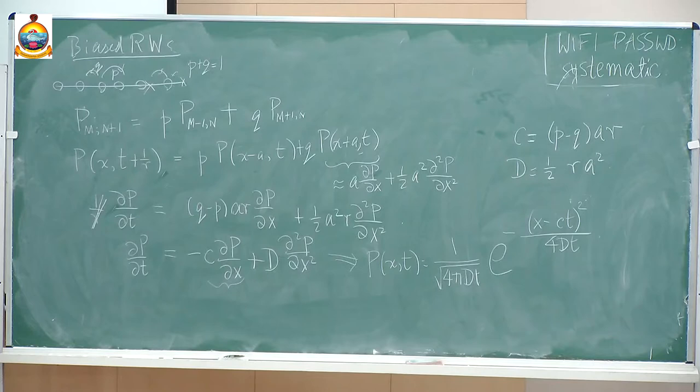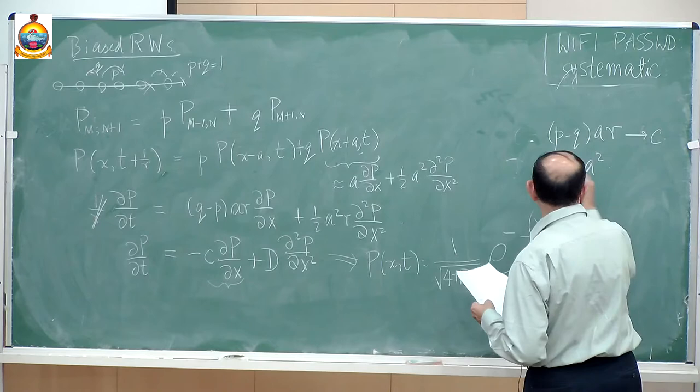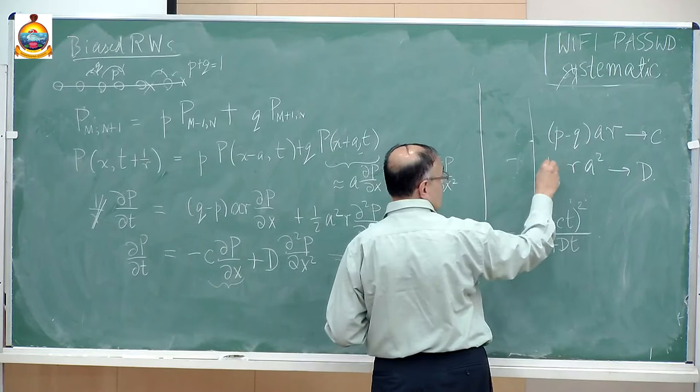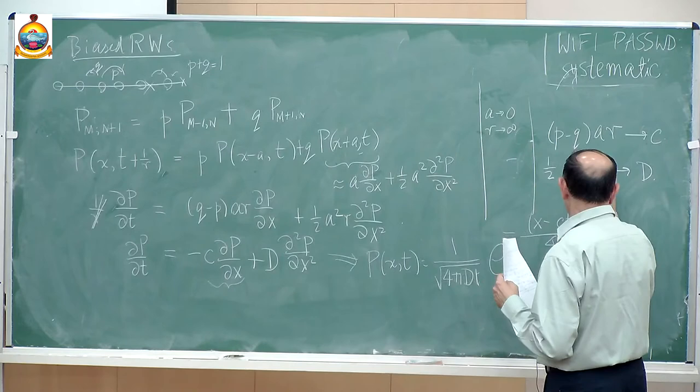Right, so A squared R is constant. No, so you should take a limit so that this actually approaches C, and this approaches D. This is the point that Shamik also pointed out yesterday. We have to take a limit to do it carefully, and this is the way to do it. So okay, let's see. A goes to 0, R goes to infinity. First of all, R A squared has to be constant when this happens.